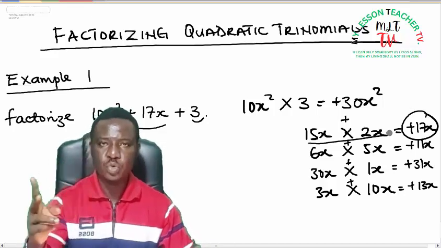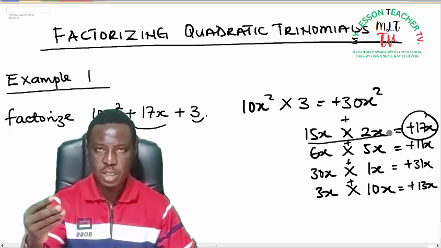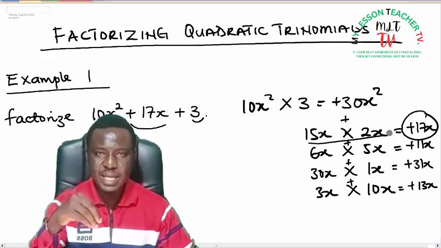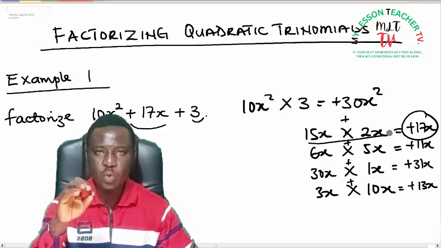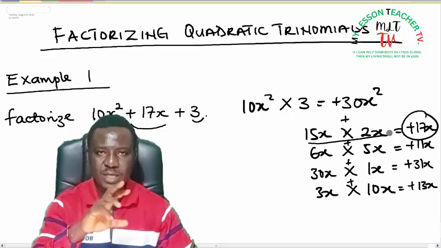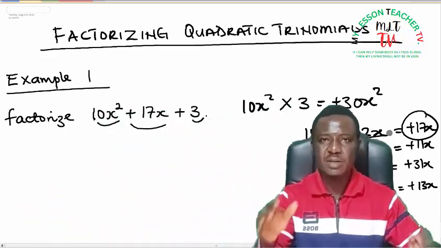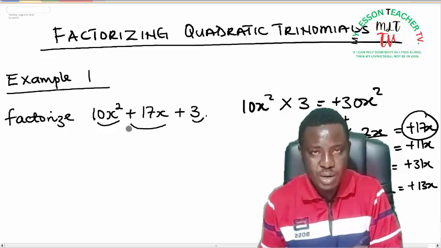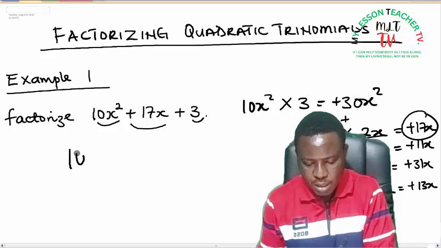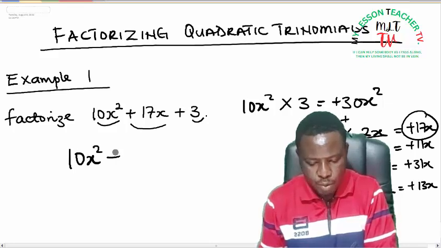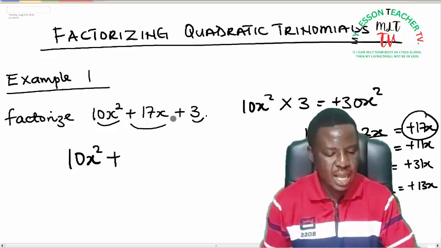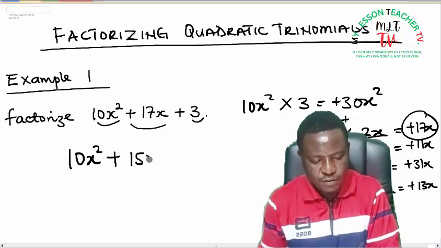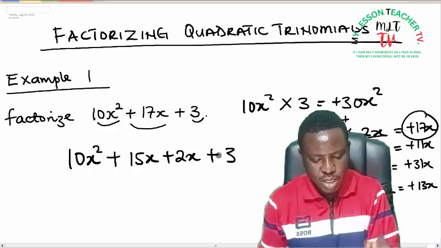So what are we going to do with those two factors when they have been gotten? The rule says you replace them with the middle term. Now this makes it from a quadratic trinomial to a four-term expression. This is to enable us to factorize them in twos. So I'm going to substitute them for the middle term. This becomes 10x squared, instead of writing plus 17x, I'm going to write plus 15x plus 2x plus 3.